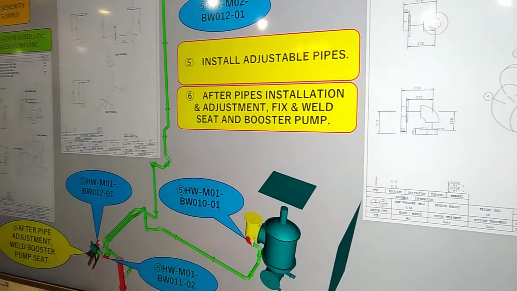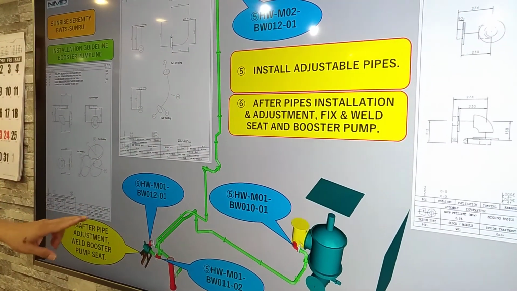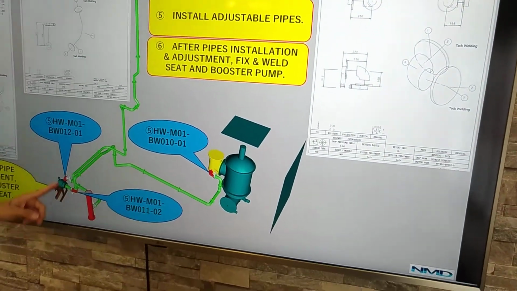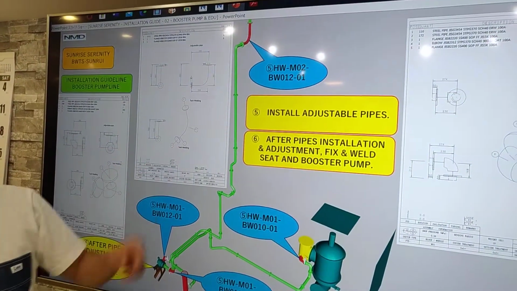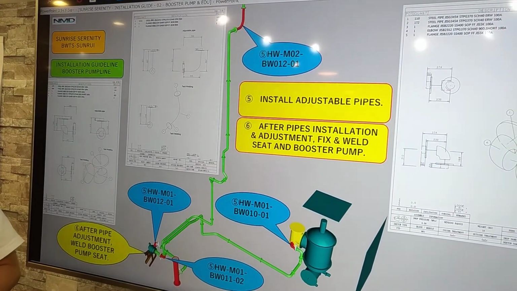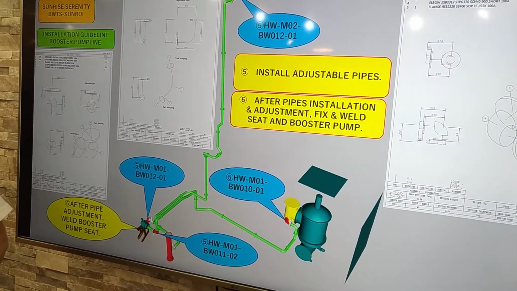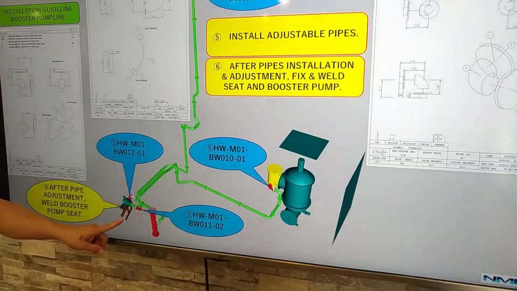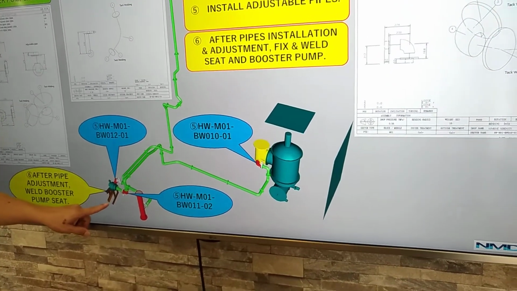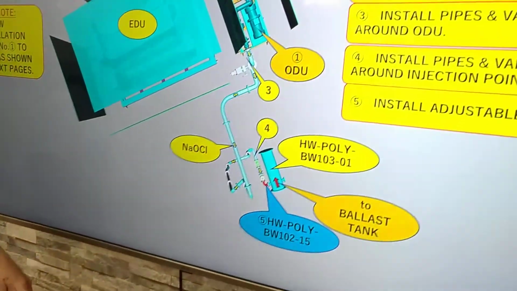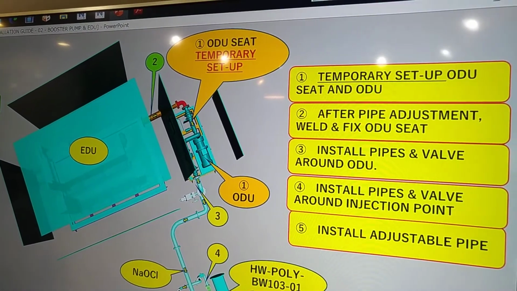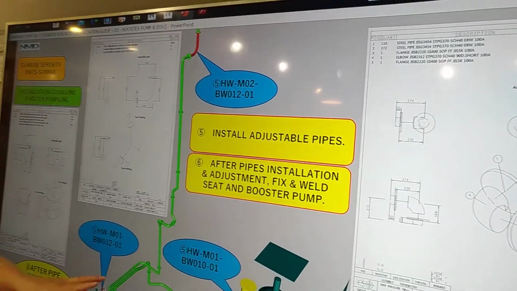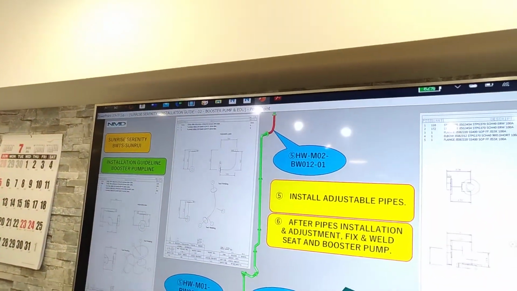After installing the main pipes or the fixed pipes, we can install the adjustable pipes, the red ones. We use the adjustable pipe for alignment. After installation and adjustment, we can fix the booster pump seat and the heat exchanger seat. So that's our installation for the booster pump line. So far, do you have any questions?